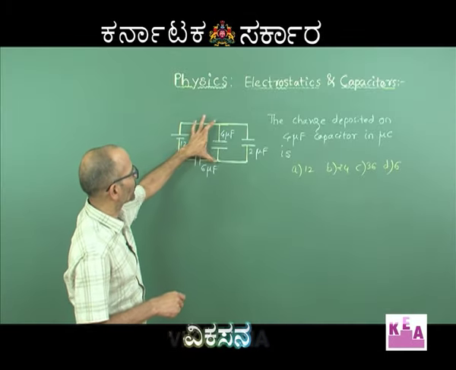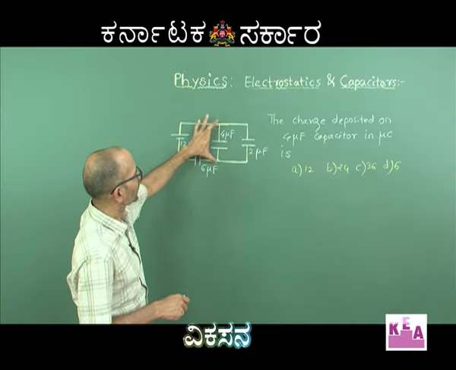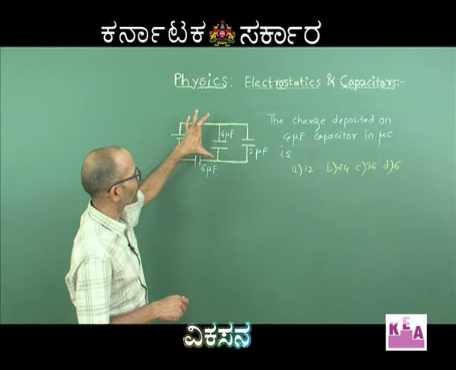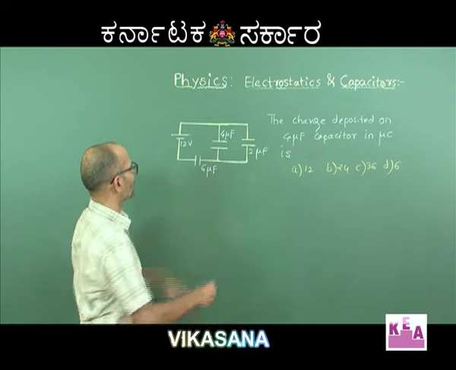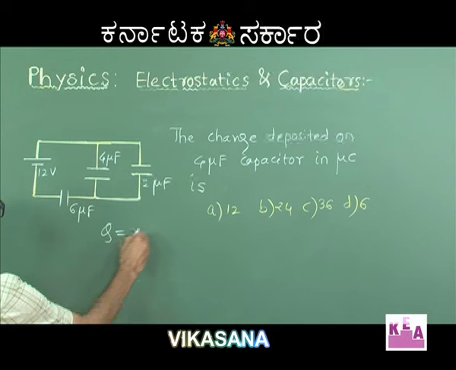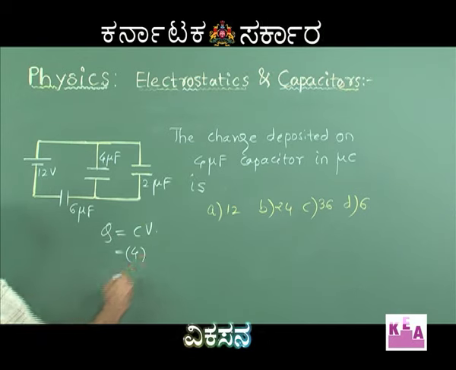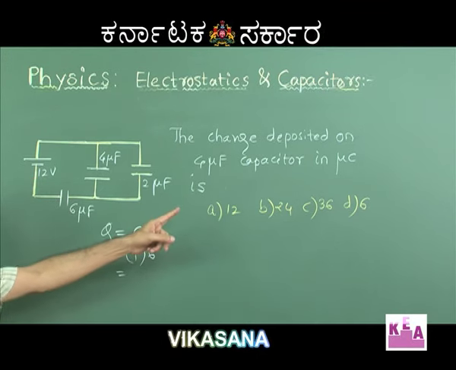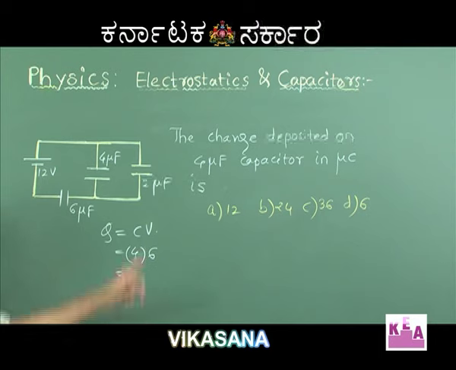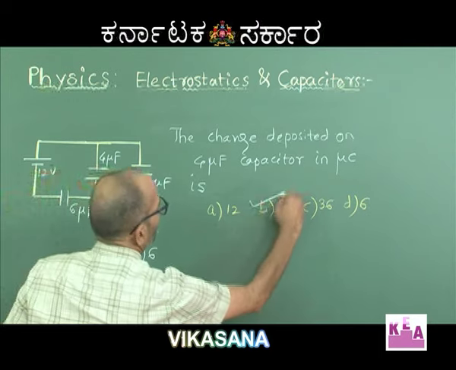So, now you know the potential drop across this capacitor and you know the capacitance. So, you can find the charge deposited on this by using the formula Q equal to CV. C is 4 and potential drop I said is 6 volts. So, that makes your answer 24 microcoulombs, and that B option is perfectly correct.